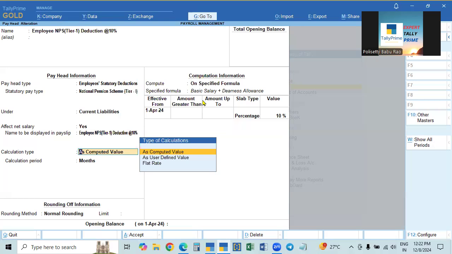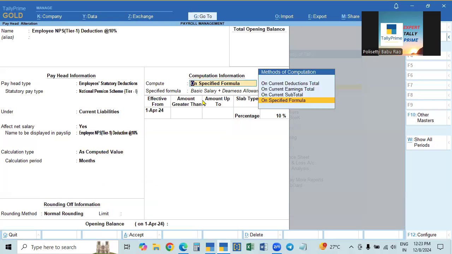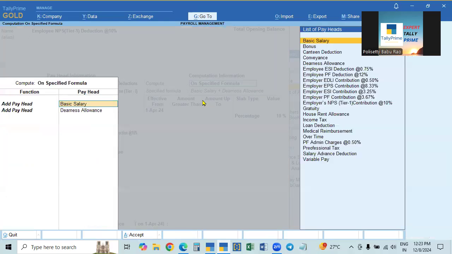That's why it's not taken by default. You have to select it as user defined. It is compulsory. You have to compute 10%, computed monthly, normal rounding. Here you will come to specified form.